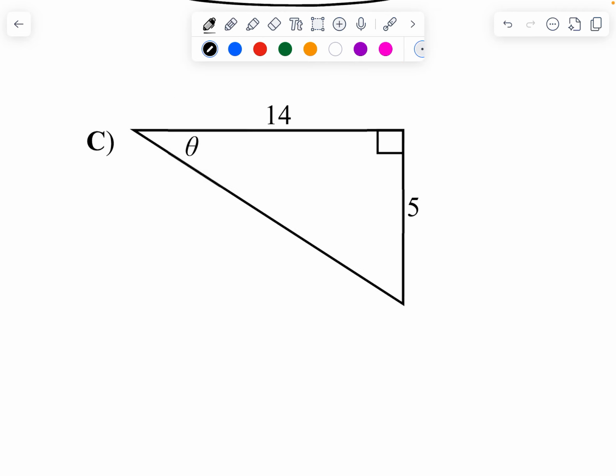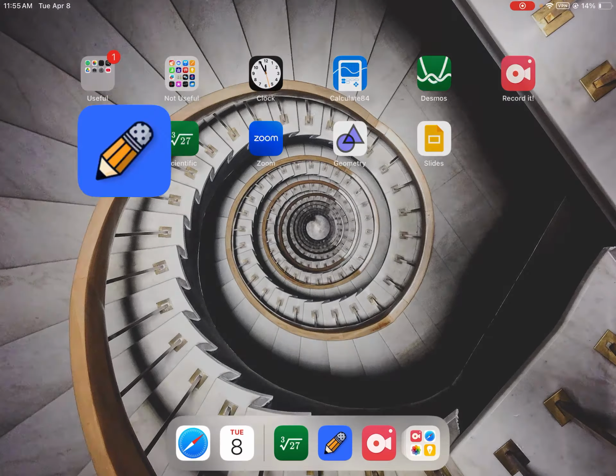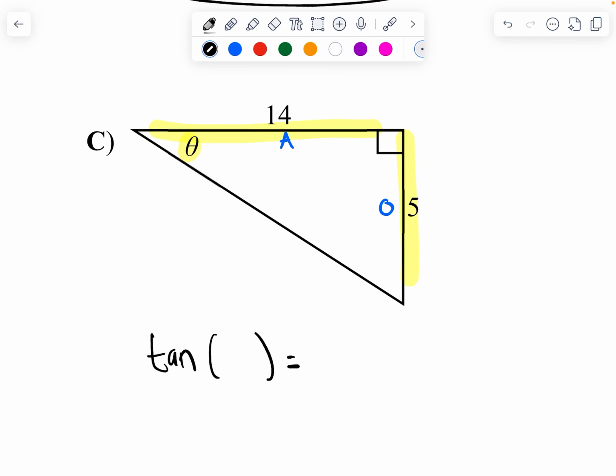So example C, we have theta, we have 14, and we have 5. 14 is the adjacent, 5 is the opposite. The only function that uses opposite and adjacent is our tangent. Now, I didn't mention this earlier, but the reason why we're using sine, cosine, and tangent and not secant, cosecant, or cotangent is because we don't have buttons for those reciprocal functions. We only have buttons for sine, cosine, tangent, which is why those are the ones we're using. So just as a heads up on that, quick mention.